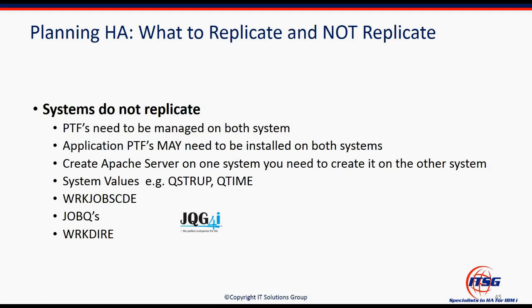Job queues do not replicate. The job queues themselves will, but the contents do not. So if I have a bunch of jobs sitting on a job queue that's going to kick off at 8 or 10 o'clock at night, no replication product will replicate those over. There is one product out there called JQG for i, Job Queue Genie, that will replicate the job queues as well as the contents of the job queue. So if you're a heavy batch environment, this is something you really want to take a look at. And then directory entries as well. Do they need to be replicated? Verify that they're being replicated and get them into the product.